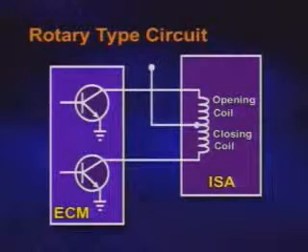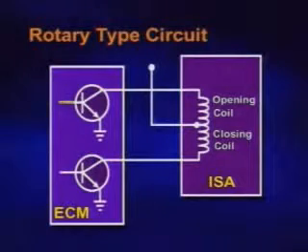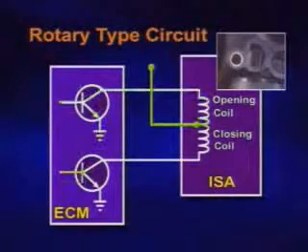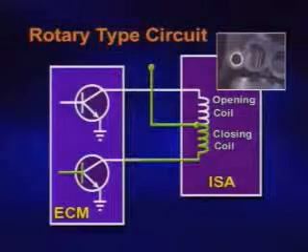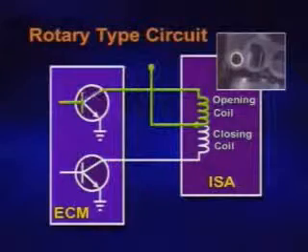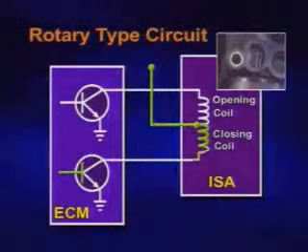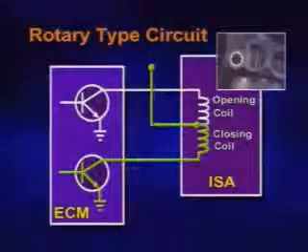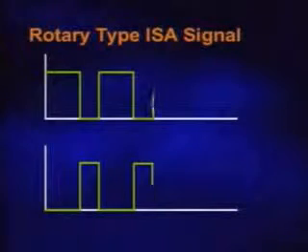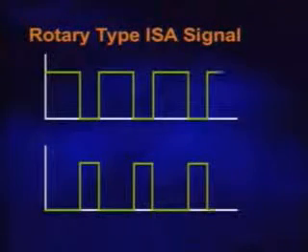The rotary type actuator has two winding coils whose names are opening coil and closing coil respectively. The ECM controls the two coils. The opening coil opens the valve. The closing coil closes the valve. Each coil receives opposite signals from each other alternately. In other words, the closing coil turns off when the opening coil is on. On the contrary, the closing coil turns on when the opening coil is off.